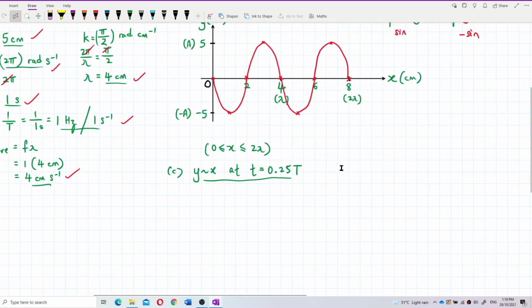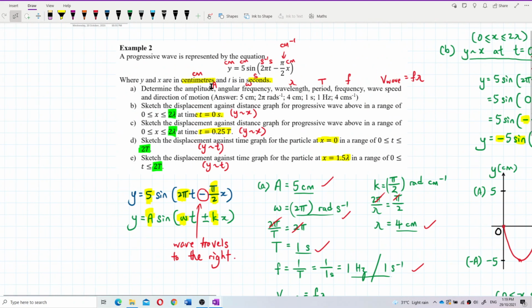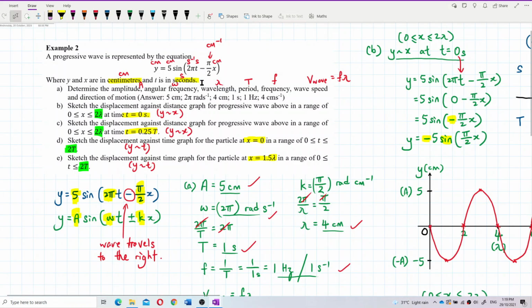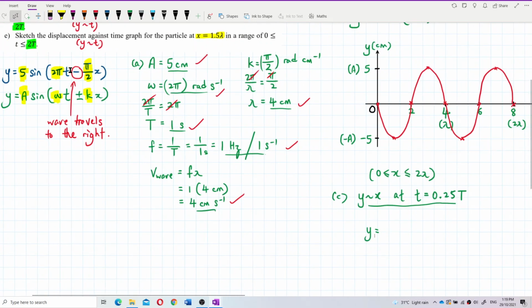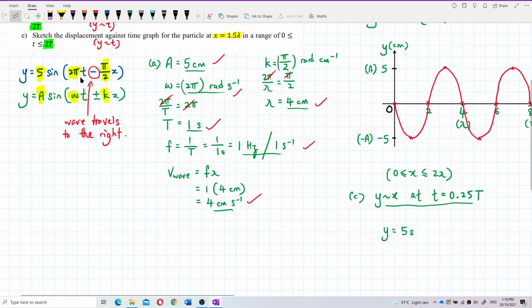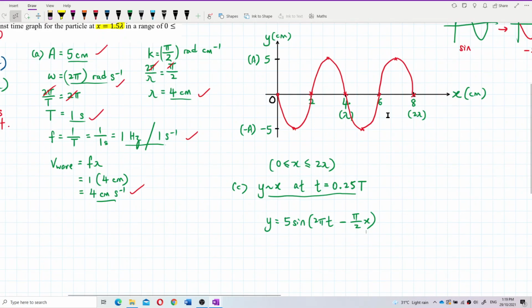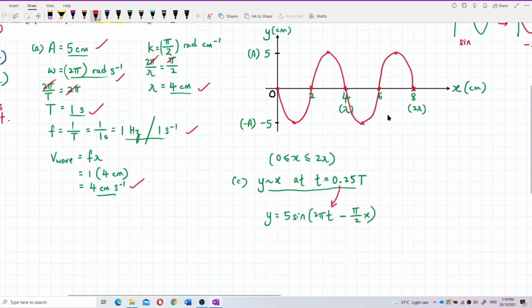Now we need to substitute this time into the general equation first. So let's write down the general equation first, which is y equal to 5 sine (2 pi t minus pi over 2 x). Okay, good. So now let's substitute this time into here. Do it step by step, and the weight will be lifted off from you, and we'll find it easier later on.